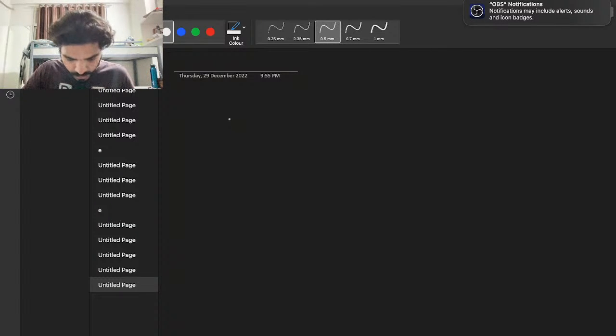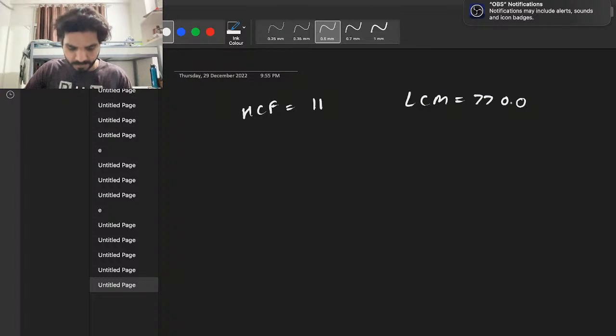The HCF of two numbers is 11, and their LCM is 7700. One of the numbers is 275. Let them be A and B. B we don't know. This will be 275.